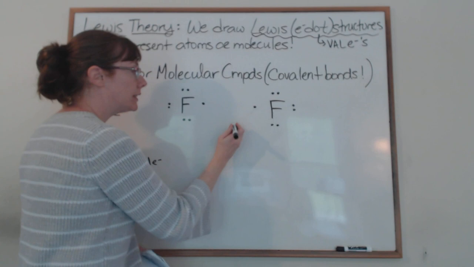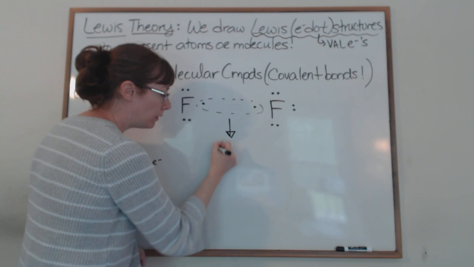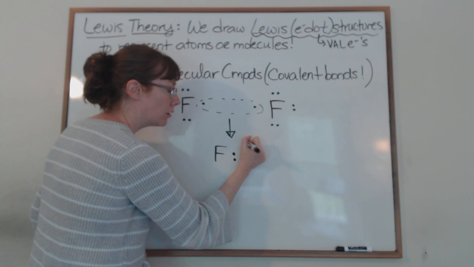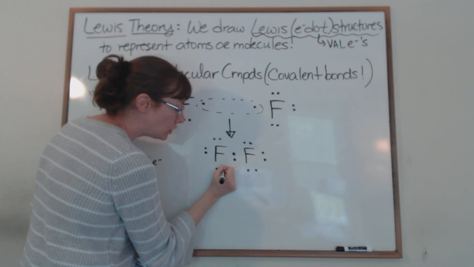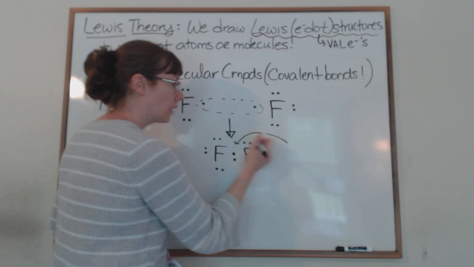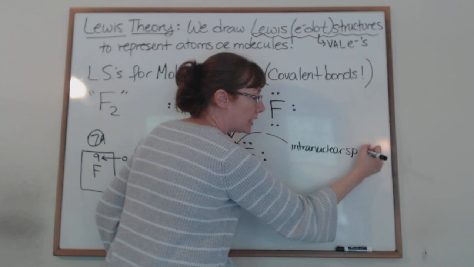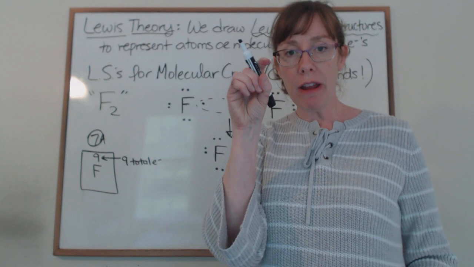And so the way that we would represent that Lewis structure would be like this. The single electron from one and the one from the other will essentially live in what's called the internuclear space, the space between both nuclei. Those will occupy that area, and the two atoms will share them.